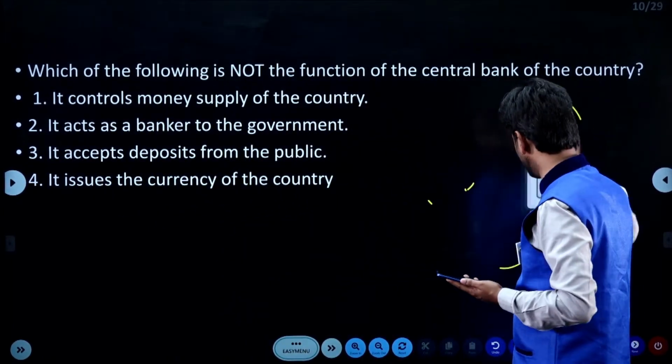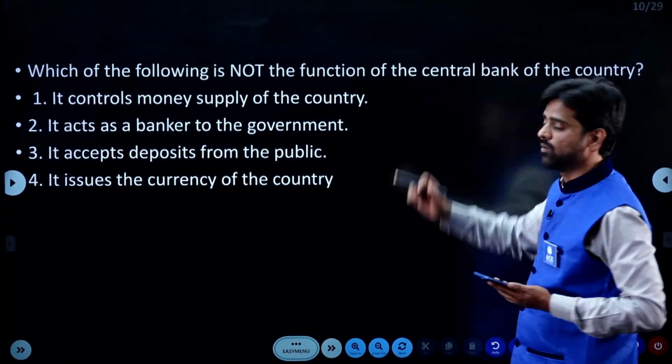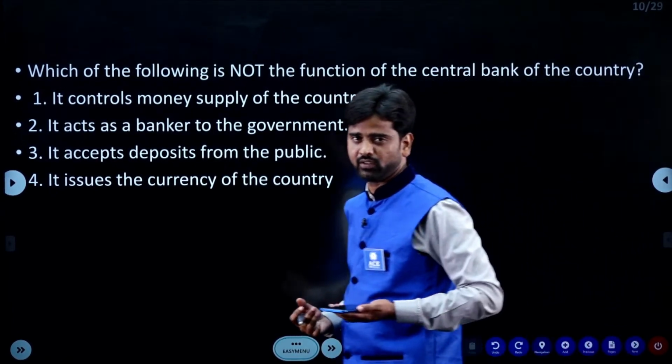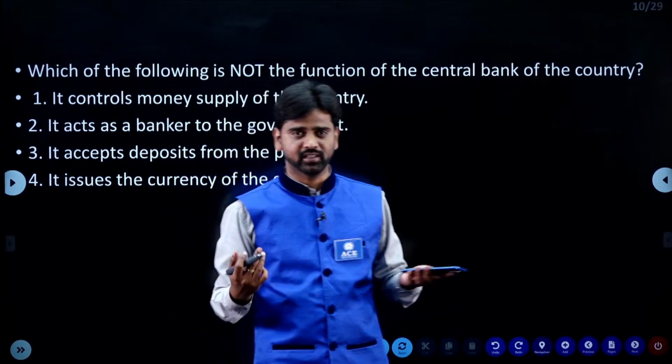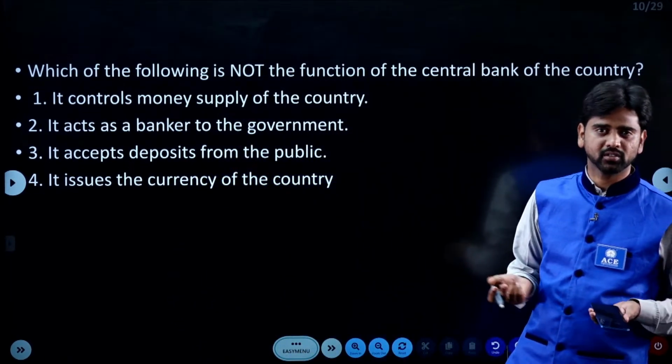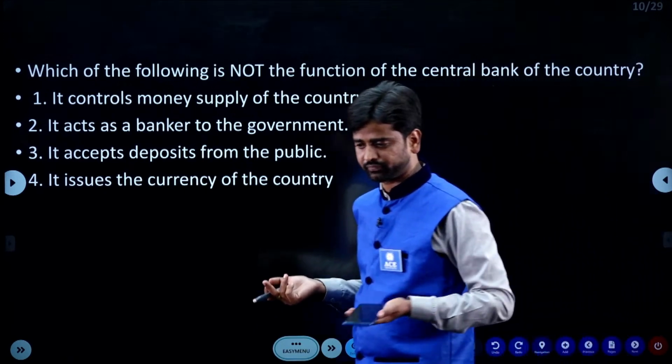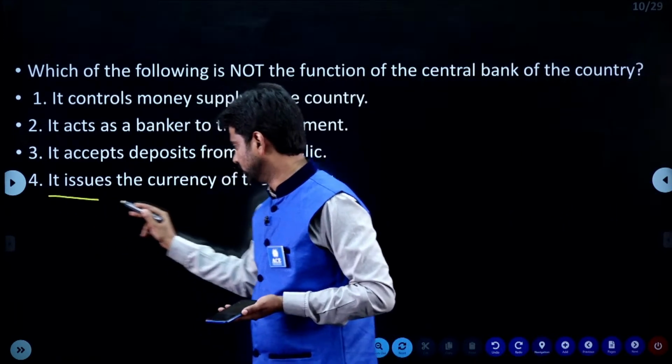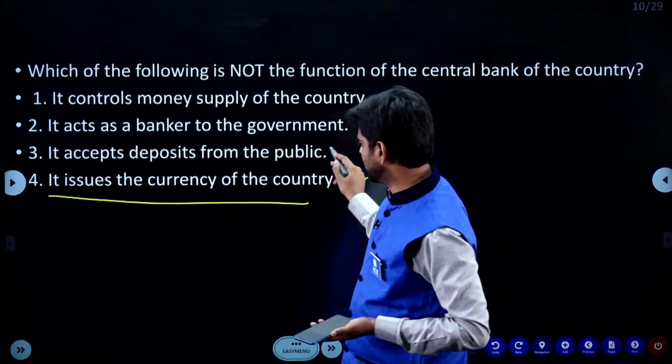It issues currency or not? Yes, definitely. Monetization, we call it monetization, guys. It issues currency of various denominations like 2000 rupees, 1000 rupees, 500 rupees, 200 rupees, 100 rupees. So, it issues the currency. So, it accepts deposits is the wrong answer.